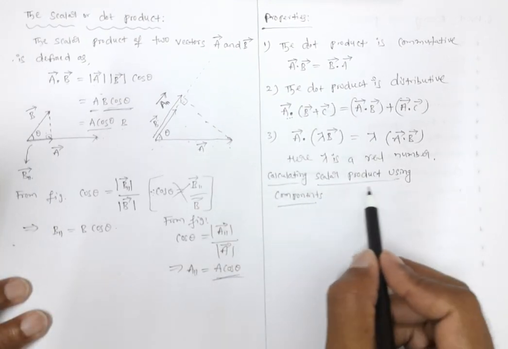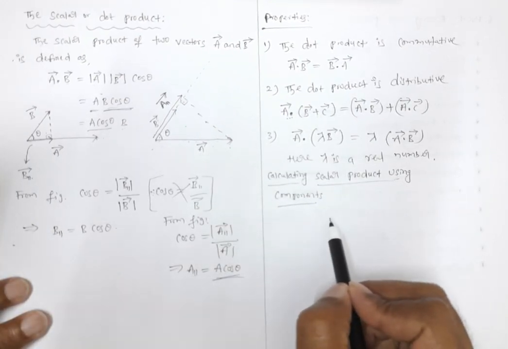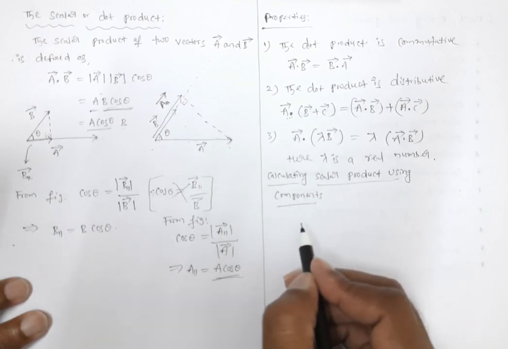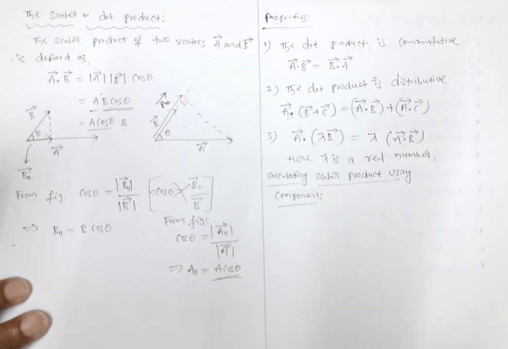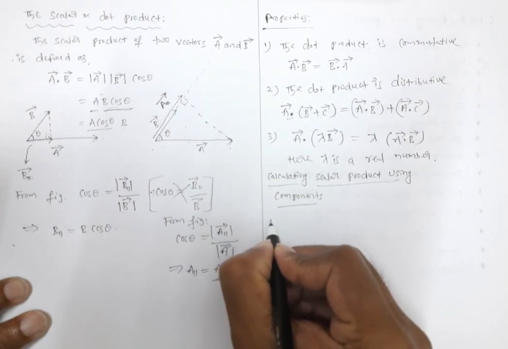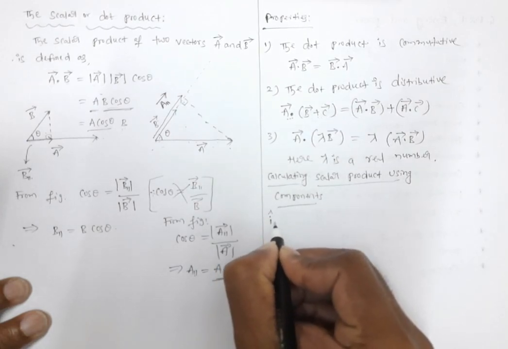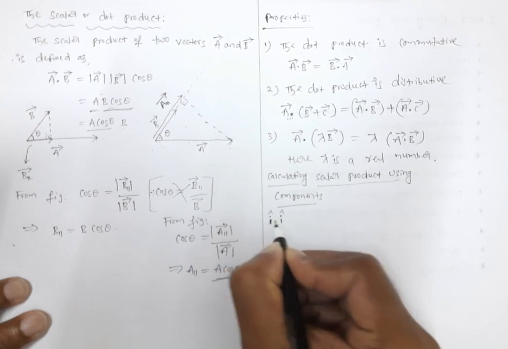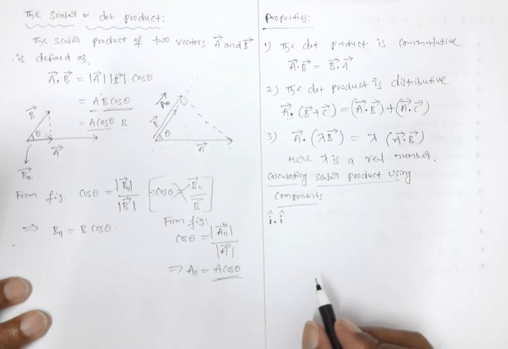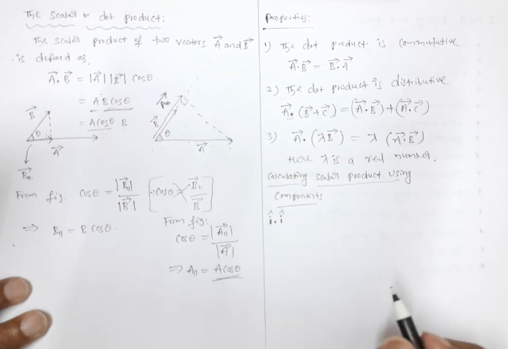Now calculate scalar product using components. Let us take unit vectors first. How do we take the dot product of unit vectors? First I take I cap dot I cap. You know what I cap is? I cap is a unit vector along plus x-axis. J cap is a unit vector along plus y-axis. And k cap is a unit vector along plus z-axis.